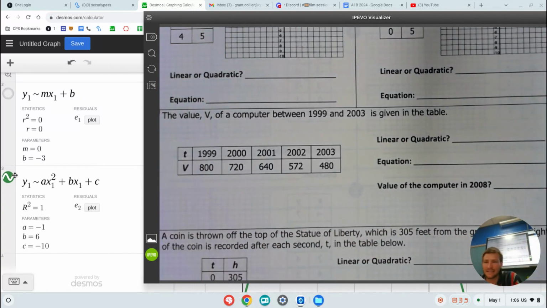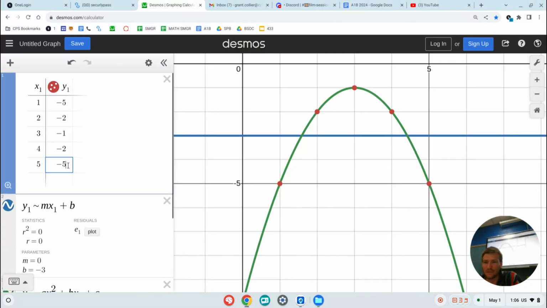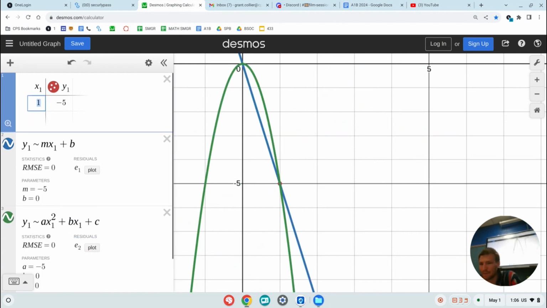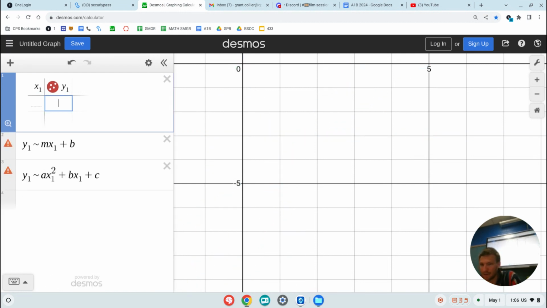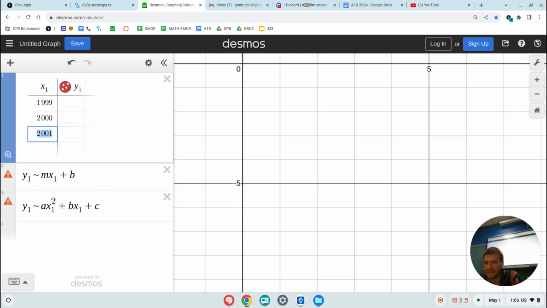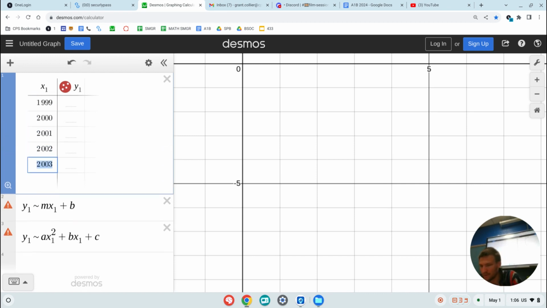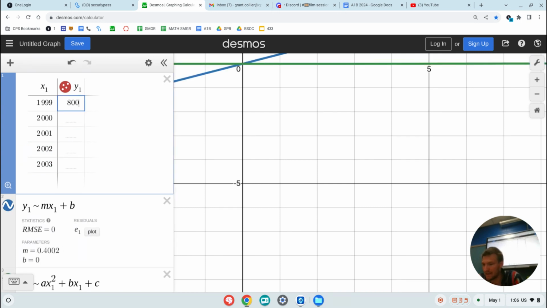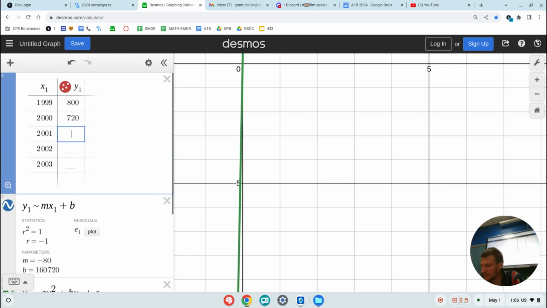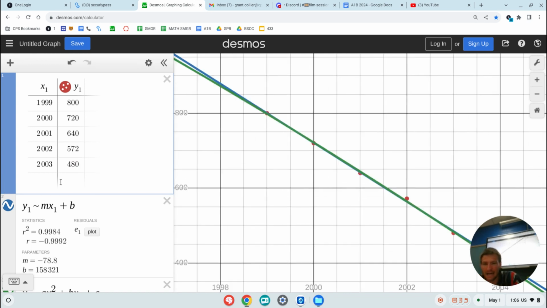Okay, let's get this data into Desmos and see what's up. I'm going to press backspace and not the X button. I'm going to get my data in there, 1999, the year 2000, 2001, 2002, 2003. Definitely follow along. I really recommend it. Don't just sit there staring at me. 720, 640. 572, 480. Hit the magnifying glass, and here we go.